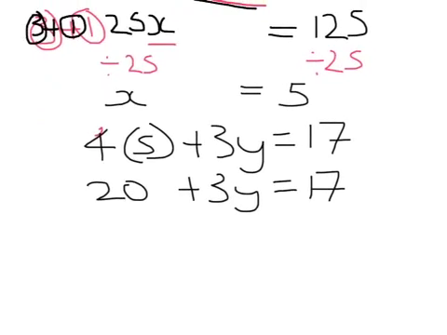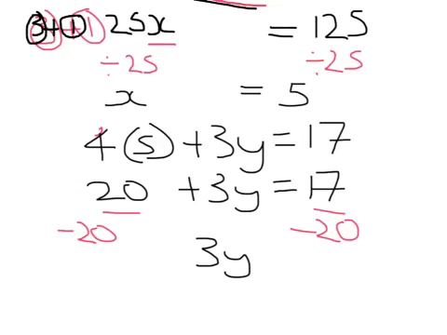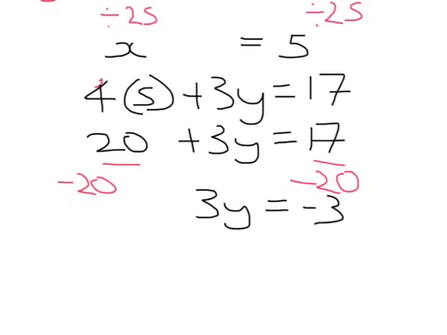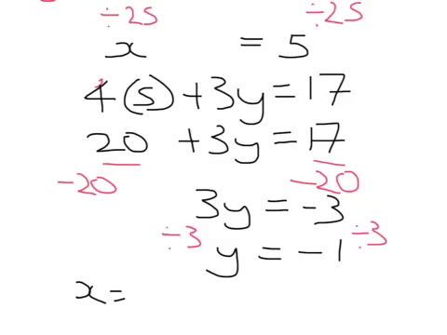So if we subtract our 20 from either side, then that gives us 3y equals minus 3. So we know that y is minus 1 because we've divided both sides by 3. Okay. Our answer to this question then is x equals 5 and y equals minus 1.